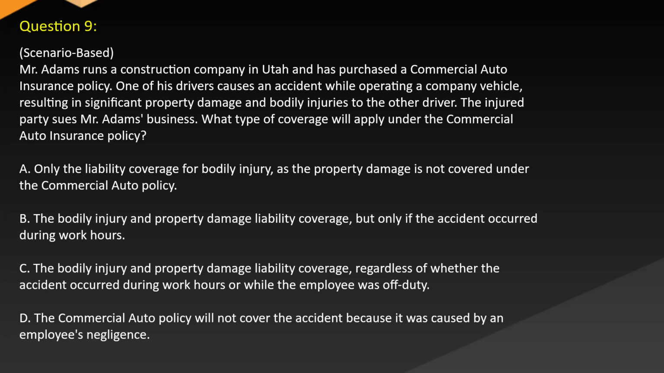Adams' business. What type of coverage will apply under the commercial auto insurance policy? A. Only the liability coverage for bodily injury, as the property damage is not covered under the commercial auto policy. B. The bodily injury and property damage liability coverage, but only if the accident occurred during work hours. C. The bodily injury and property damage liability coverage, regardless of whether the accident occurred during work hours or while the employee was off duty. D. The commercial auto policy will not cover the accident because it was caused by an employee's negligence.